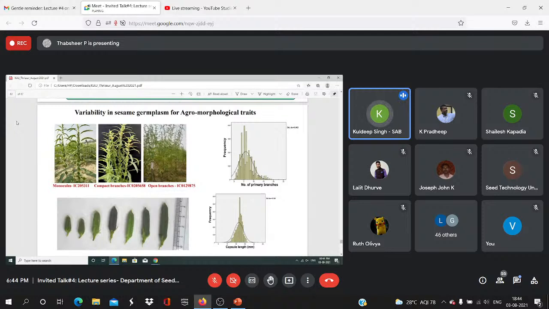So we are looking for the variability in this whole germplasm. We have almost 7,000 accessions of this one, and we are characterizing for every trait. See the variability here you have in the length of the capsule. You have a variation in the number of branches, whether unicolum or multiple branches, which are compact, or multiple branches but spreading. All sort of germplasm is available with us. Next, please.